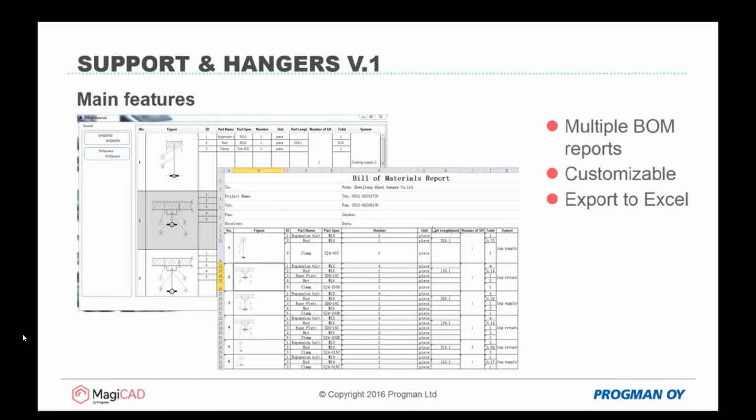The reporting tool is another powerful feature of the supporting hanger tool. The report can be configured and customized differently depending on the needs of the report. Multiple tabs can also be stored. Multiple report types can also be stored. And of course, the report can also be exported to Excel.